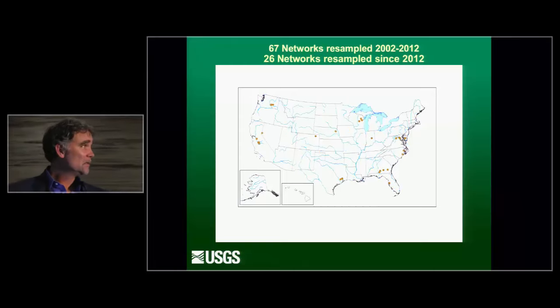In addition, as you're going to see today, we've continued this network from 2012 to the present. There's actually 26 networks that we're back at, and we've seen the third round of sampling. So now we're not just talking about 2 data points, we're actually looking at 3, and it gets to be a little bit more interesting then.